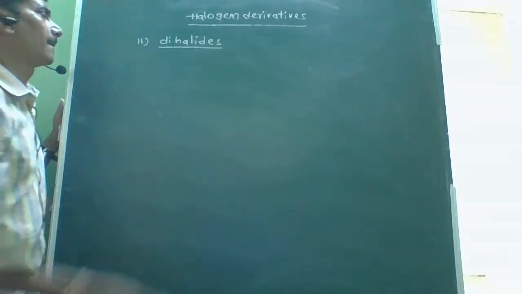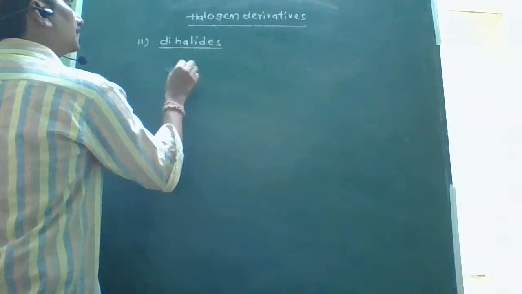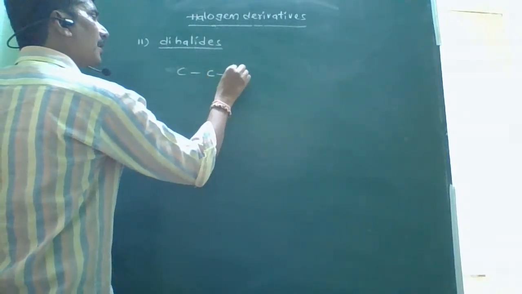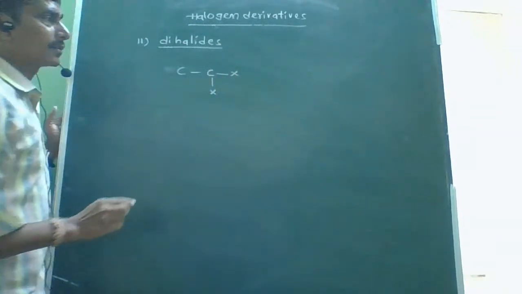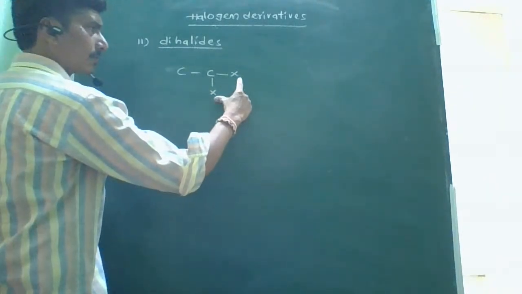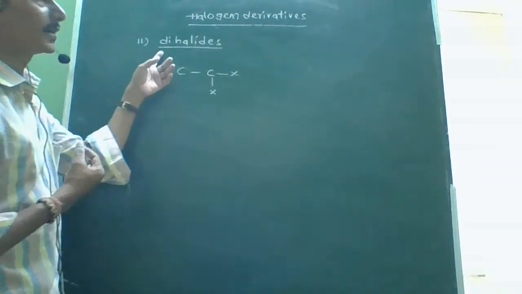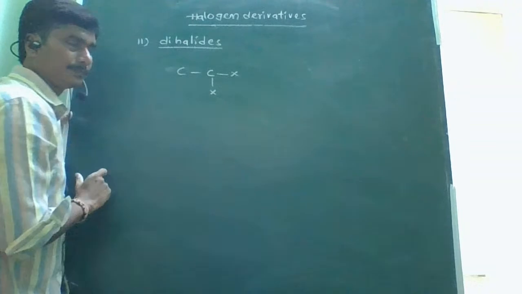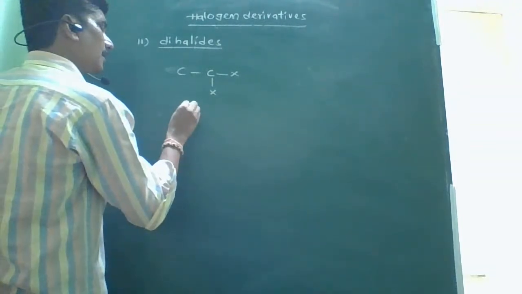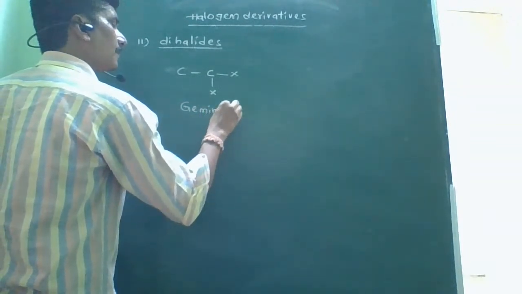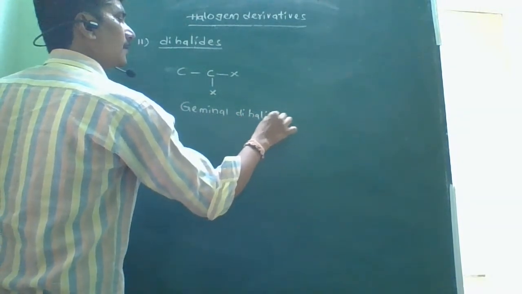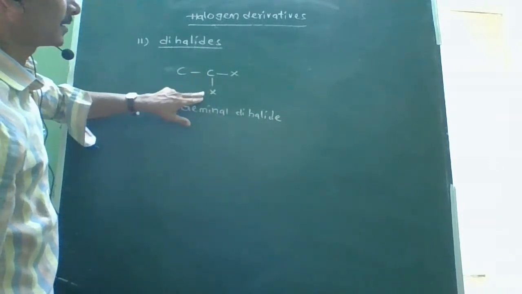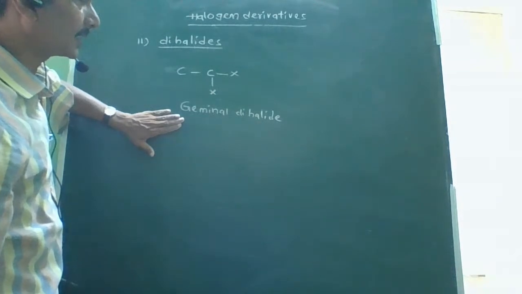Dihalides. If both the halogen atoms are present on the same carbon, these are two halogens replacing two hydrogens, which come under the dihalides. Among the dihalides, if two halogens are present on the same carbon atom, they are known as geminal dihalides. If two halogens are present on the same carbon atom, those are known as geminal dihalides.